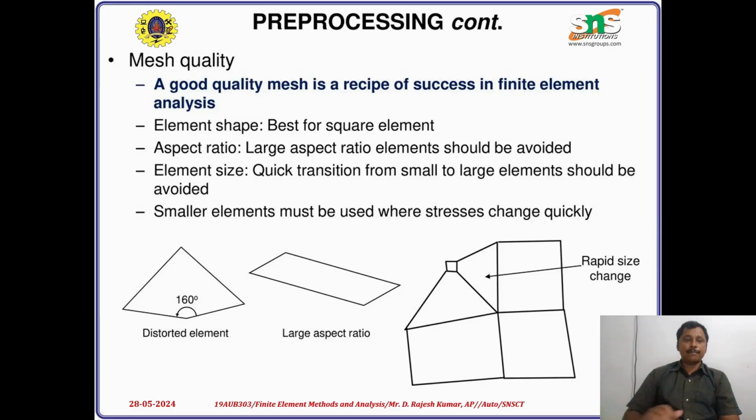The next is mesh quality. A good quality mesh is a recipe for success in finite element analysis. The element shape should ideally be square, and also consider the aspect ratio. The largest aspect ratio elements should be avoided, so the aspect ratio must be smaller. Regarding element size, quick transitions from small to large elements should be avoided. Smaller elements must be used where stresses change quickly. You can see the images represented below in the slide.